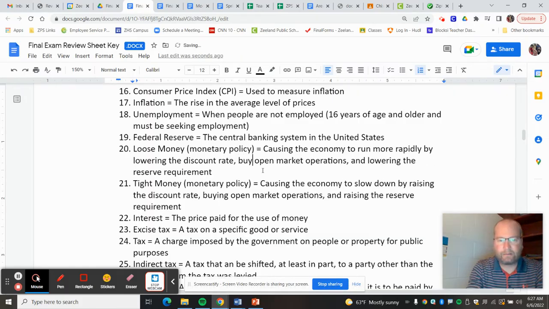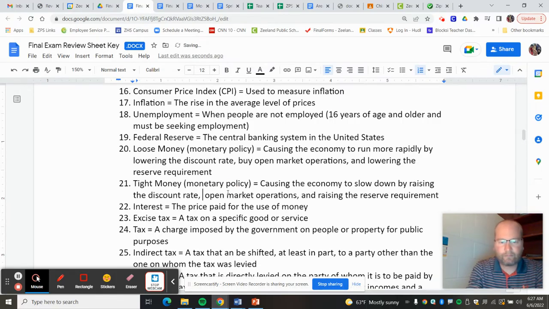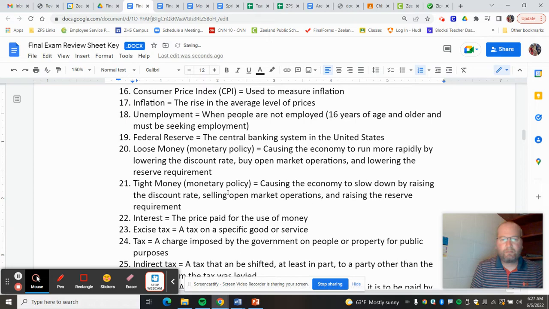They will buy open market operations, because when they buy them from us, they give us money, and so we can go spend that cash. And lowering the reserve requirements, the amount of money that banks need to keep at the bank, they want to lower that so banks have more money to loan out.